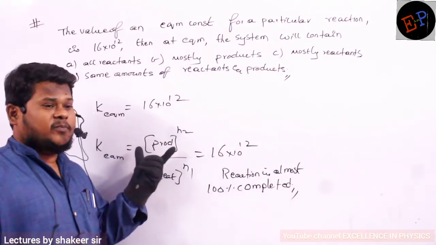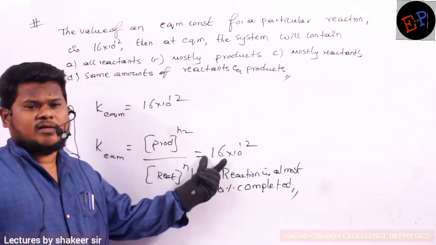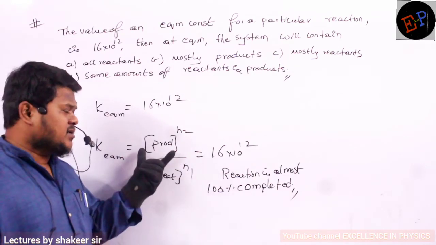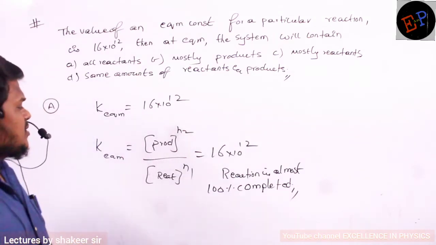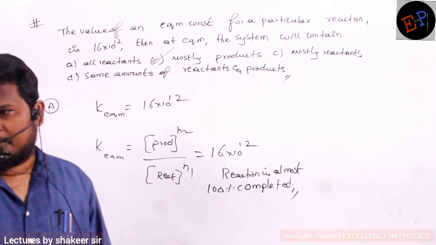the concentration of products should be very large. If the numerator increases, then only this value increases, no? It means the concentration of products is very large. So definitely I can say the answer is mostly products. That's it. Very simple.